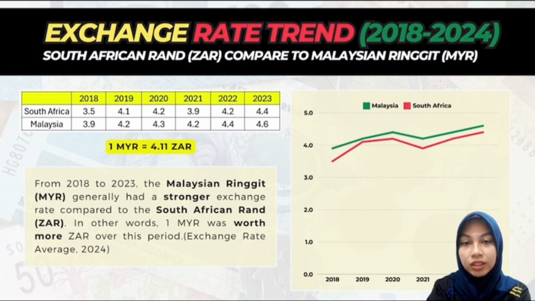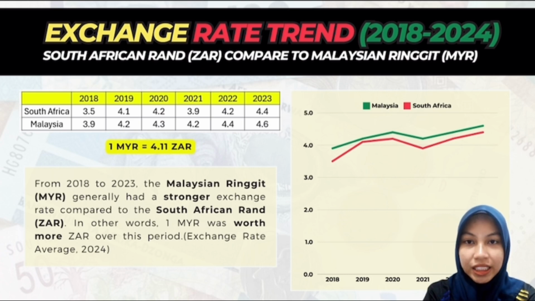Then in 2021, in the recovery post-pandemic, the ZAR improved slightly but was still low, reaching a range of 3.9 Malaysian Ringgit. In 2022, the ZAR weakened again due to global inflation, rising interest rates and South Africa's internal challenges. The exchange rate averaged around 4.2 Malaysian ringgit. And last, in 2023, the ZAR continued weakening and reached around 4.4 Malaysian ringgit.